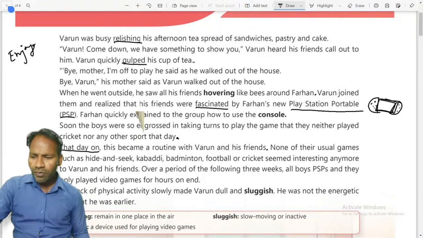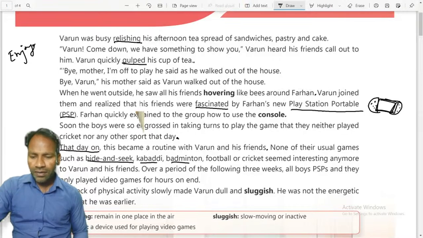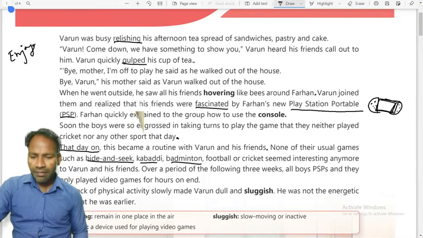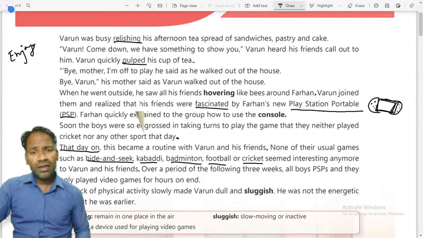None of their usual games, such as hide and seek, which is a physical game, kabaddi, badminton, football, cricket, these all ground games or physical games, seemed interesting anymore to Varun and his friends. They completely forgot all these games. They started taking interest only in the virtual games.